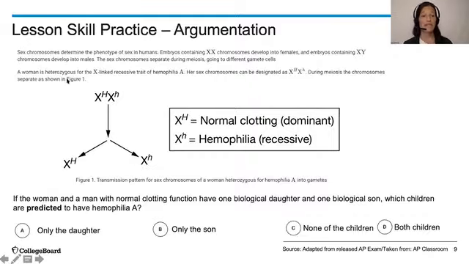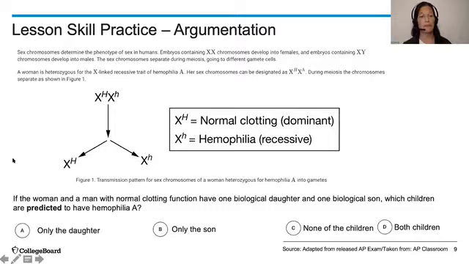A woman is heterozygous for the X-linked recessive trait of hemophilia A. Her sex chromosomes can be designated X capital H, X lowercase h. During meiosis, the chromosomes separate as shown in figure 1. So that's what we're seeing here. We are seeing this X capital H, X lowercase h heterozygous woman making 2 gametes, one containing each of her X chromosomes.